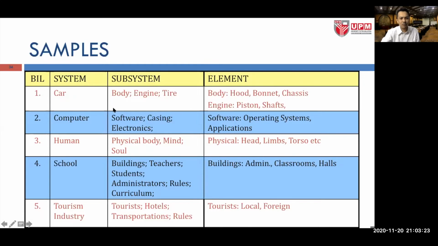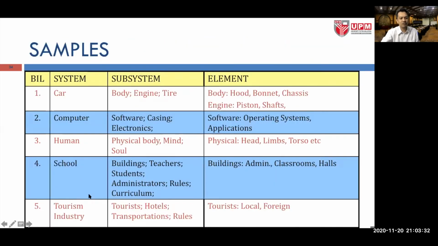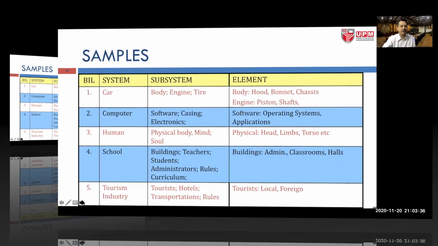Probably I don't have to go through them one by one. I would like you to look here. For example, system for car. System for cars, computer, human, school, and tourism. It's just an example: subsystem, what are the elements, and so on. Right.